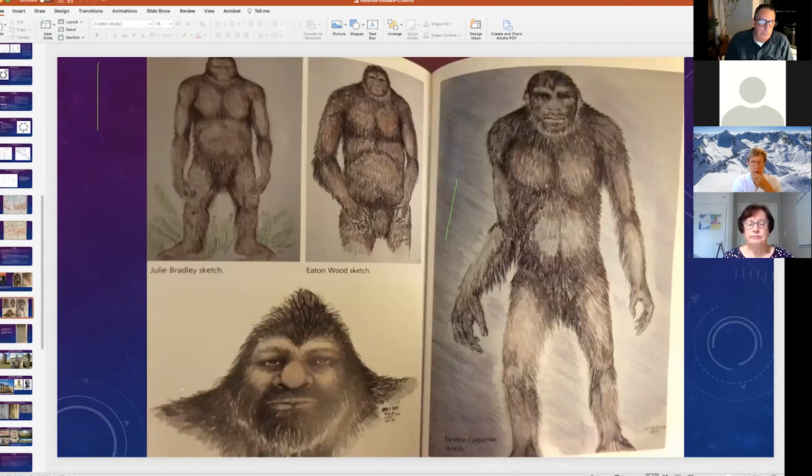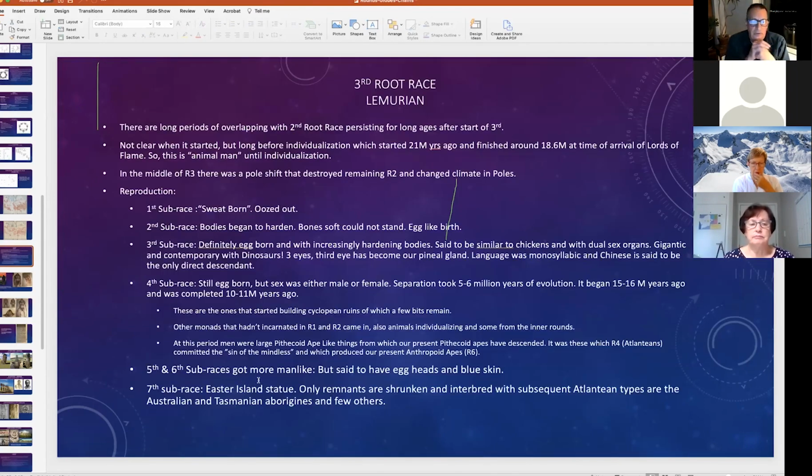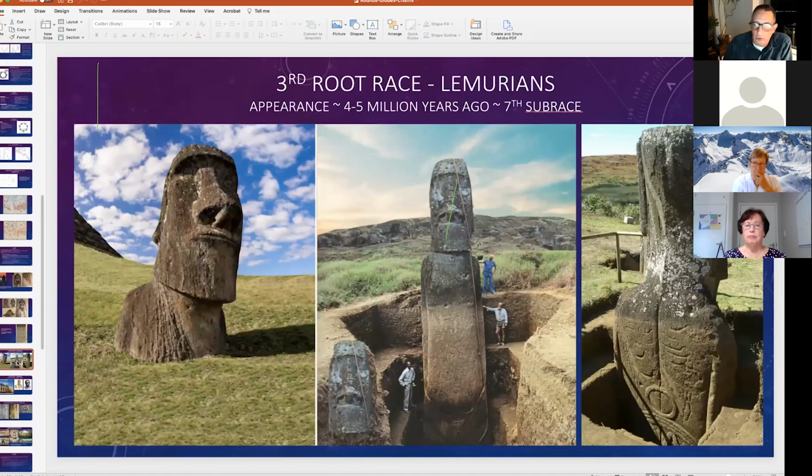So the seventh subrace, by that point, was the thing that looked closest to us. And their only remnants are what we now find in Australian, Tasmanian, and various other tribal cultures. That seventh subrace, but also mixed to some extent with the fourth root race. And that's these guys. This is what we looked like, and this is the size we were. This is what the seventh subrace of Lemuria looked like.